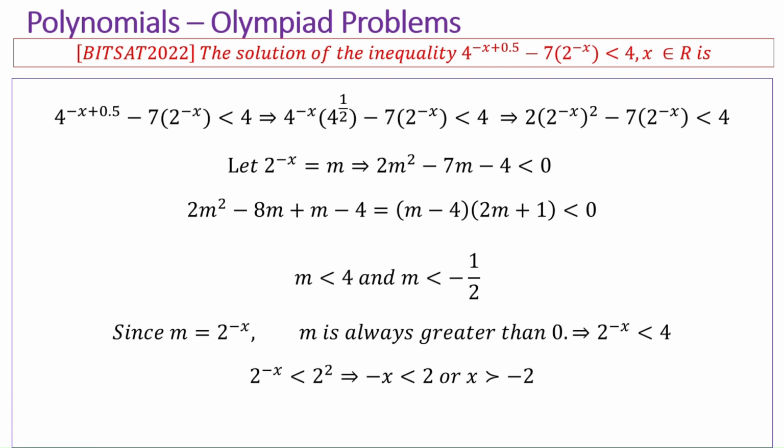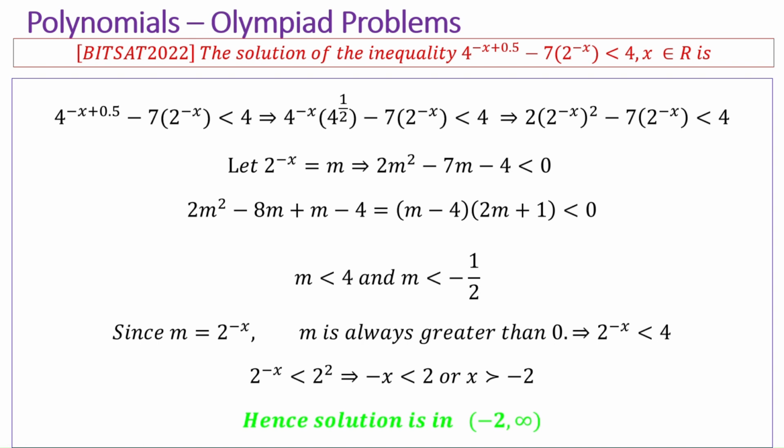Okay, so 2 power minus x is less than 2 square, which means minus x is less than 2, or x is greater than minus 2. Okay, so this is the range. We can ignore the negative terms. So the solution set is basically minus 2 to infinity. We don't need to consider m less than minus half, because you will never get m less than minus half value.